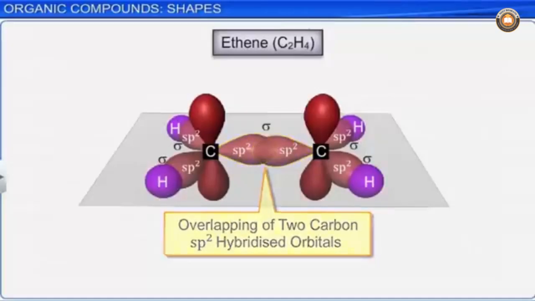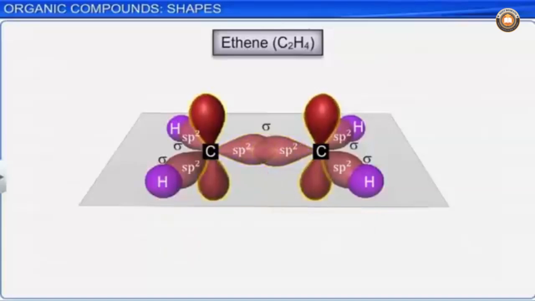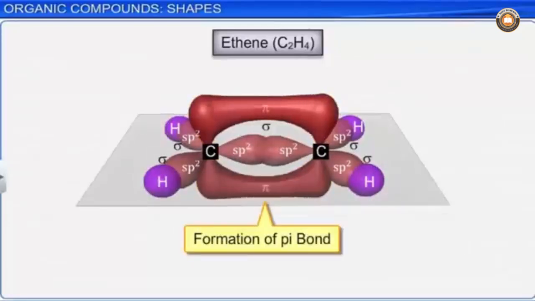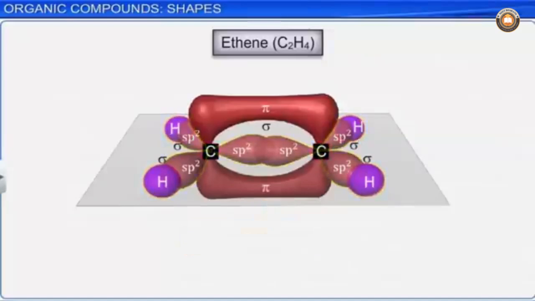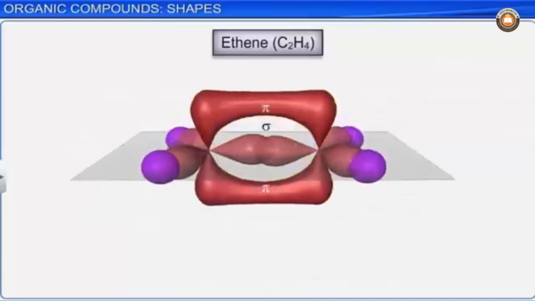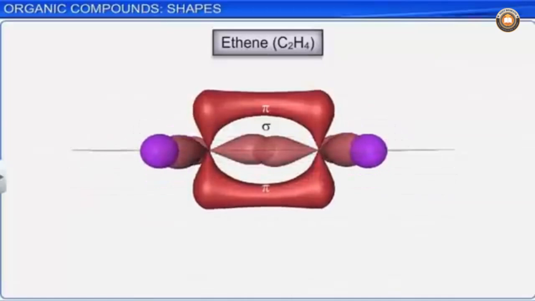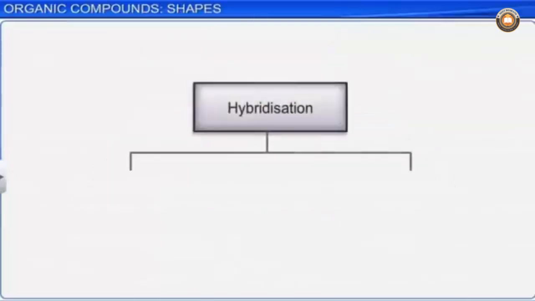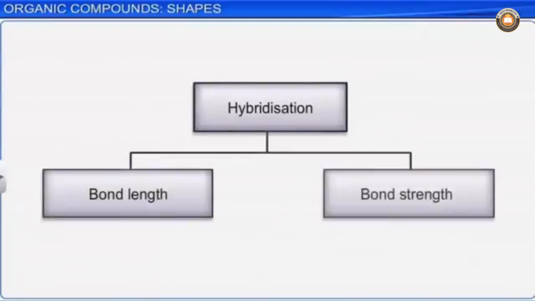The unhybridized or pure 2pz orbitals of both the carbon atoms overlap laterally to form a weak carbon-carbon pi bond by pp overlap. Pi bond doesn't account for the shape of the molecule. All the 6 atoms forming the sigma bonds lie in one plane, and the pi bond lies perpendicular to the plane. Thus, the shape of the molecule is trigonal planar. Hybridization influences bond length and bond strength in organic compounds, which means that these parameters do influence the shapes of molecules.